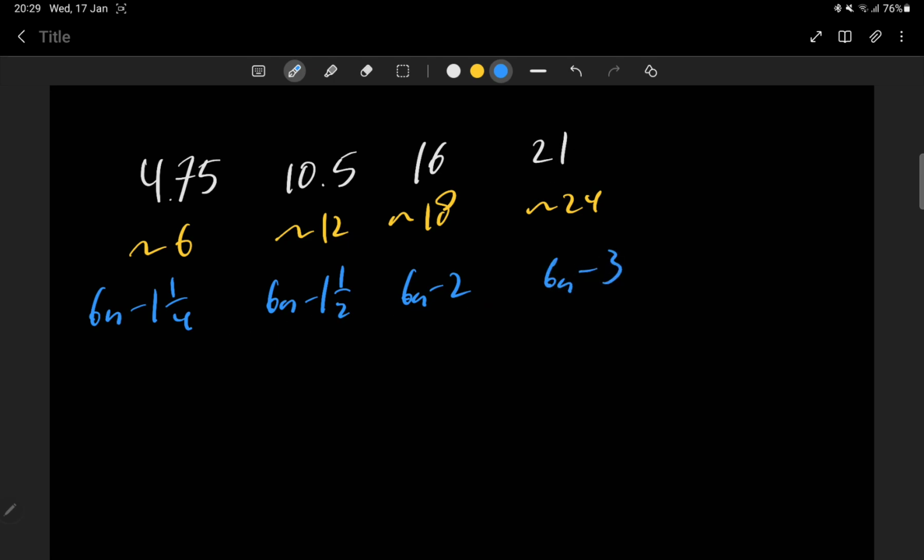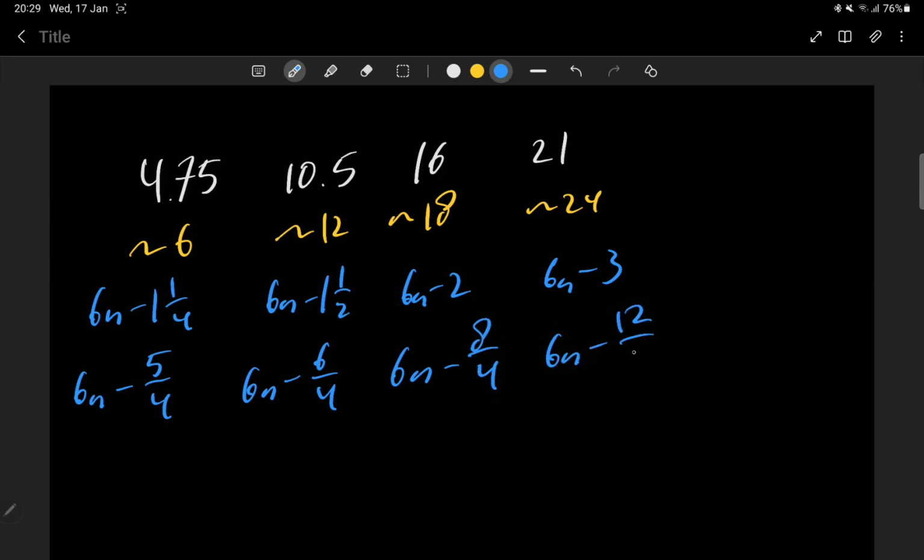You can see that it's all different and there's a specific pattern, right? The second bit here is slowly increasing. This we can work with. So to make it easier to analyze, I'm just going to change the second part to become an improper fraction with the same denominators. So this one becomes 6n minus 5 over 4, 6n minus 3 over 2, and if I want to make them the same denominator, it's just 6n minus 6 over 4, 6n minus 8 over 4, and 6n minus 12 over 4.